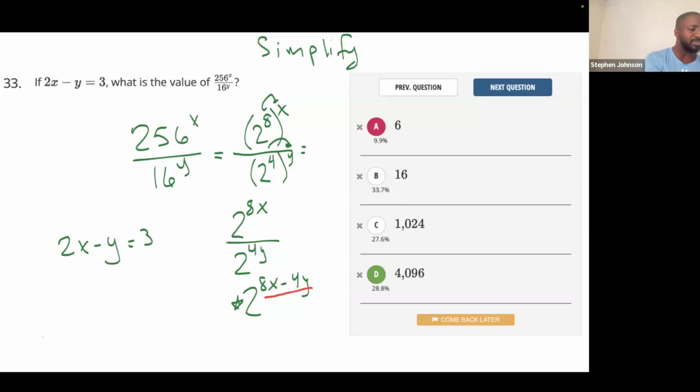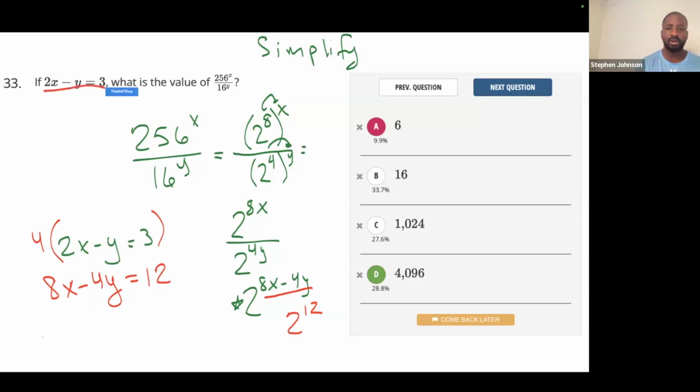If I multiply 2x minus y by 4, I actually get 8x minus 4y, right? And in fact, I get that 8x minus 4y is equal to 12. So that means that this 2 to the 8x minus 4y power is actually 2 to the 12th, given the information provided by the question. So all I need to do now is go to my calculator and figure out, well, what is 2 to the 12th power? And what we will find is that 2 to the 12th power is equal to 4,096.